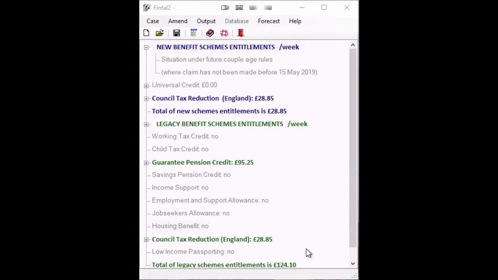Remember that if you save a case, later on you can come back and amend it at any time and redo the calculations with all of the data still being held in place, including the information that you've put in for forecasts.